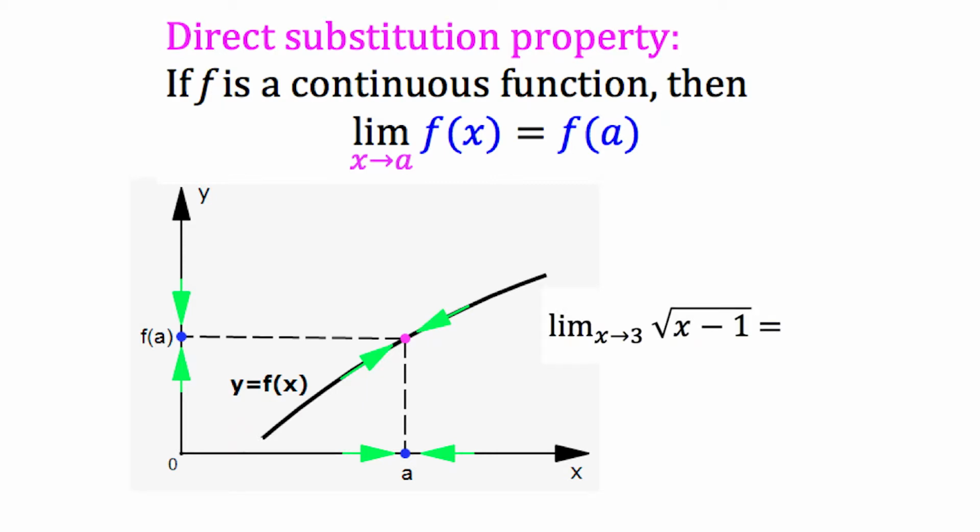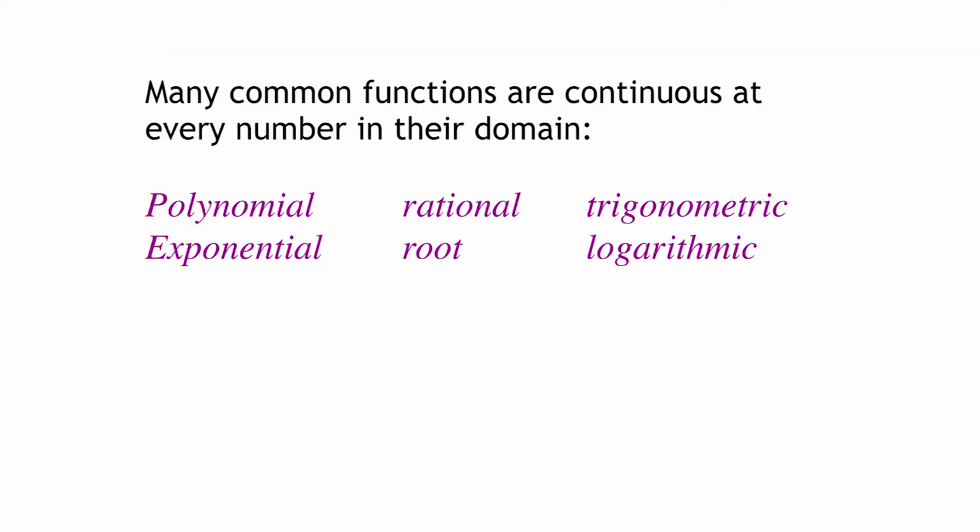So by using the direct substitution property to calculate the limit for this function, the square root of x minus 1 when x approaches 3, we simply plug in the value of x equals 3. So the answer is the square root of 2. 3 minus 1 equals 2.